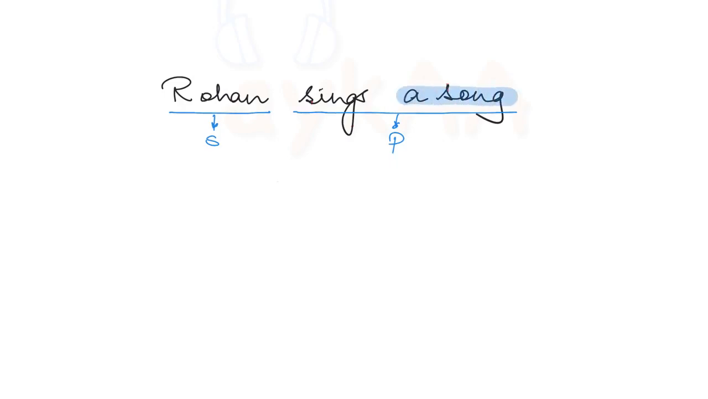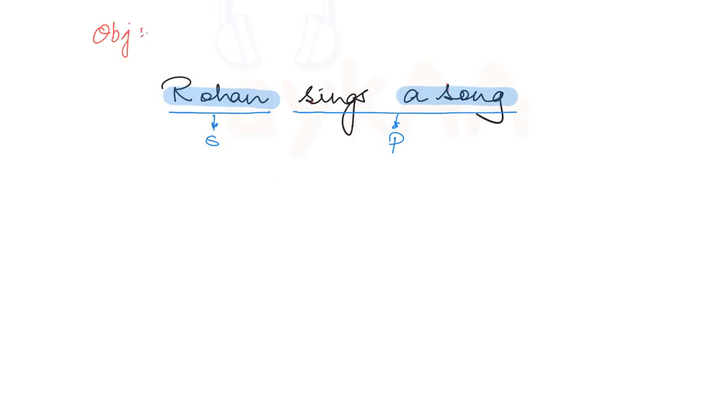So there is one noun or pronoun that comes before the verb, and here we have another noun which comes after the verb. And you know that in order to find out a noun, you answer the question what, or if it's a person, it is who. So if I say who sings a song, the answer is Rohan. But what does Rohan sing? The answer is song. So here song is a noun and it is answering the question what, and therefore it becomes the object.